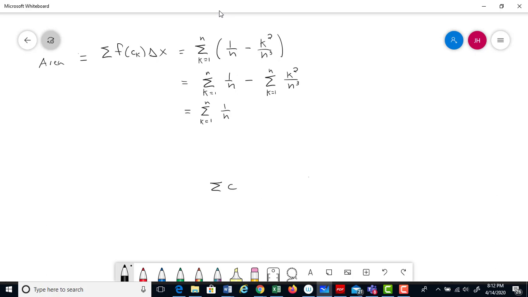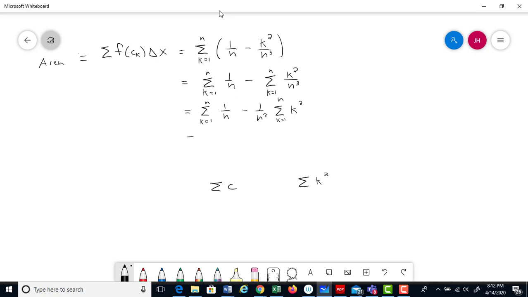Now, I want this thing to look like the summation of k squared. That means 1 over n cubed has to come out, and now I have the summation of k squared. So I'm trying to get those four common sums that we talked about.